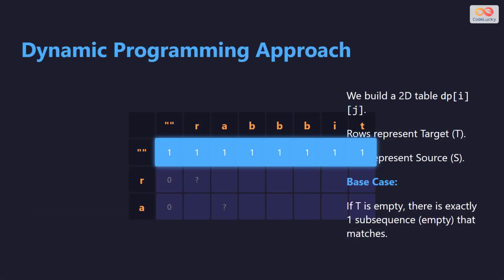The recursive approach works, but it recalculates the same subproblems many times. We can optimize this using dynamic programming. We create a 2D grid where rows represent the target string and columns represent the source string. The value in each cell will store the number of ways to form the prefix of the target using the prefix of the source. The base case is important. An empty target string can be formed from any source string in exactly one way, by choosing nothing.